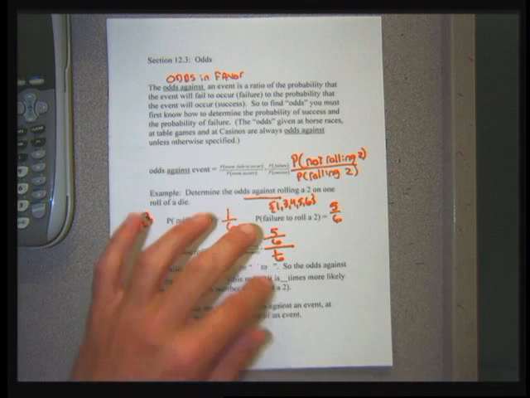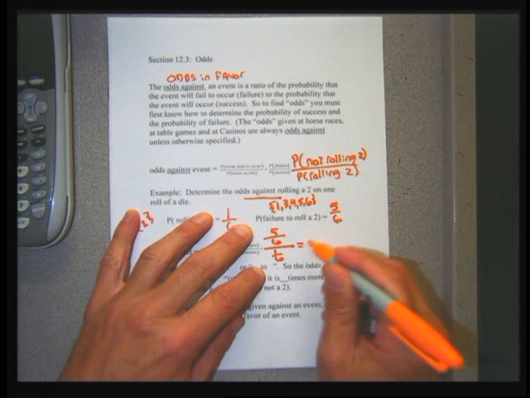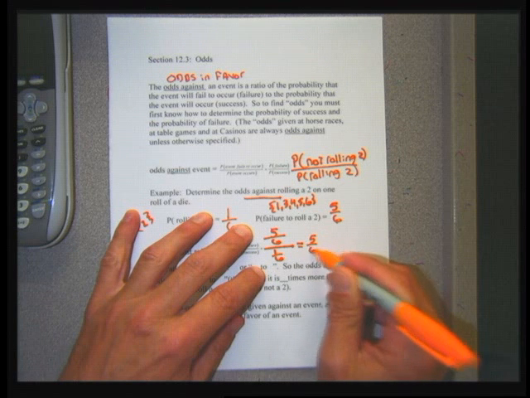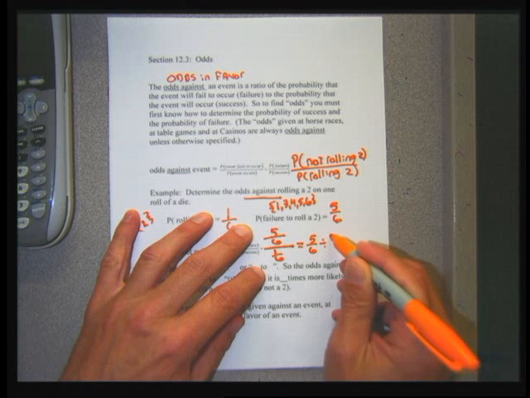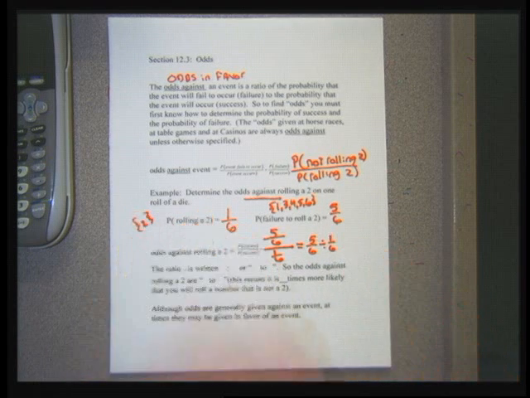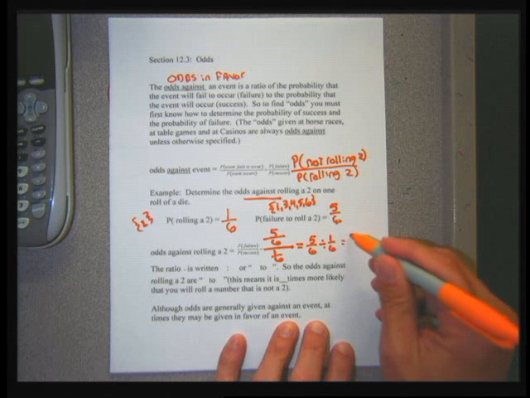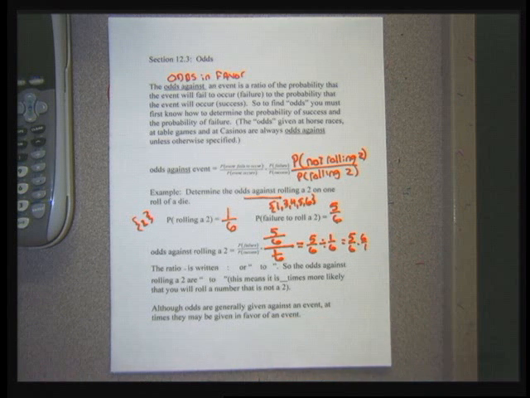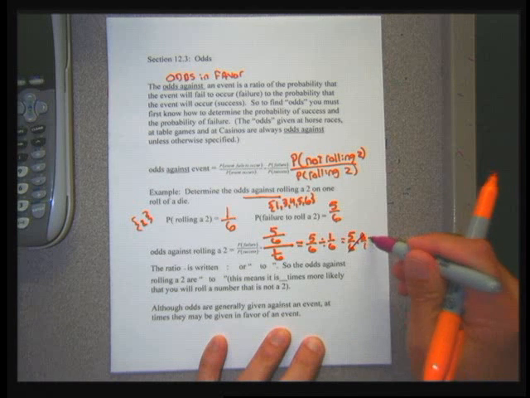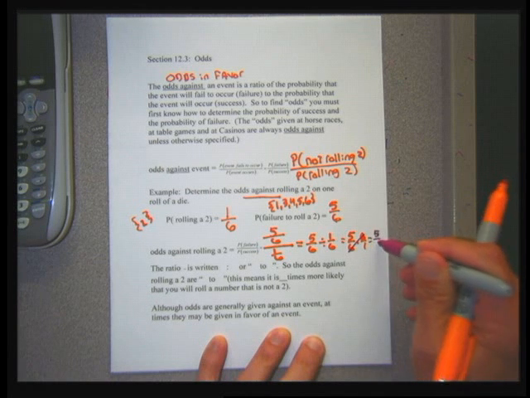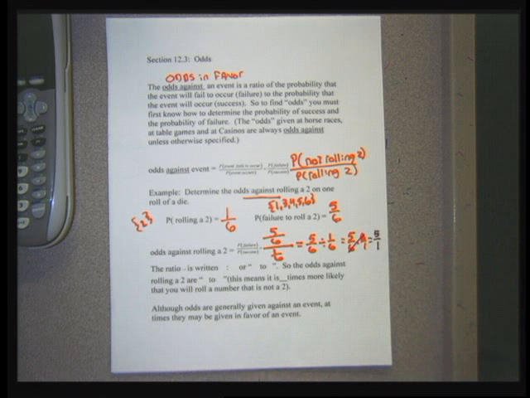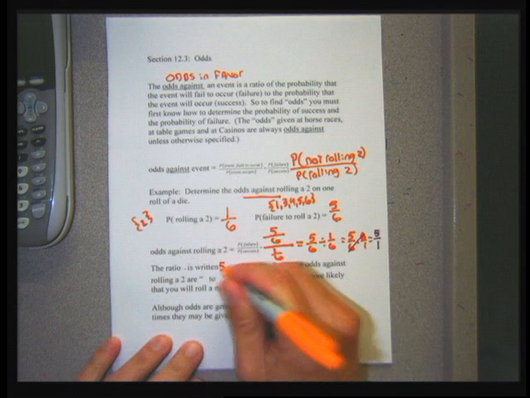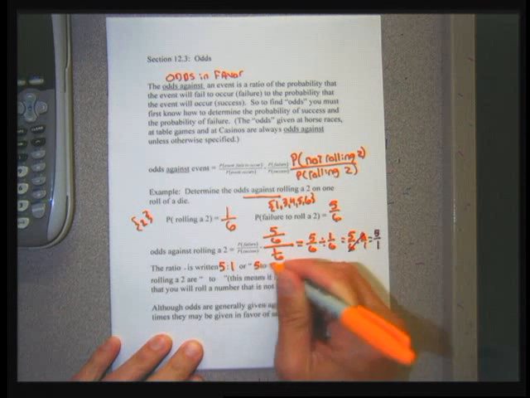This is tricky. With a fraction on top of a fraction, I usually rewrite that with a division. 5 over 6 divided by 1 over 6 can be written as 5/6 divided by 1/6. And I'm going to invert and multiply and make this 5/6 times 6 over 1. And I'm going to cancel. And I'm going to get 5 on the top and 1 down low. And I'm going to write a non-reduced fraction. I'm going to say the odds against rolling a 2 are 5:1, or 5 to 1.